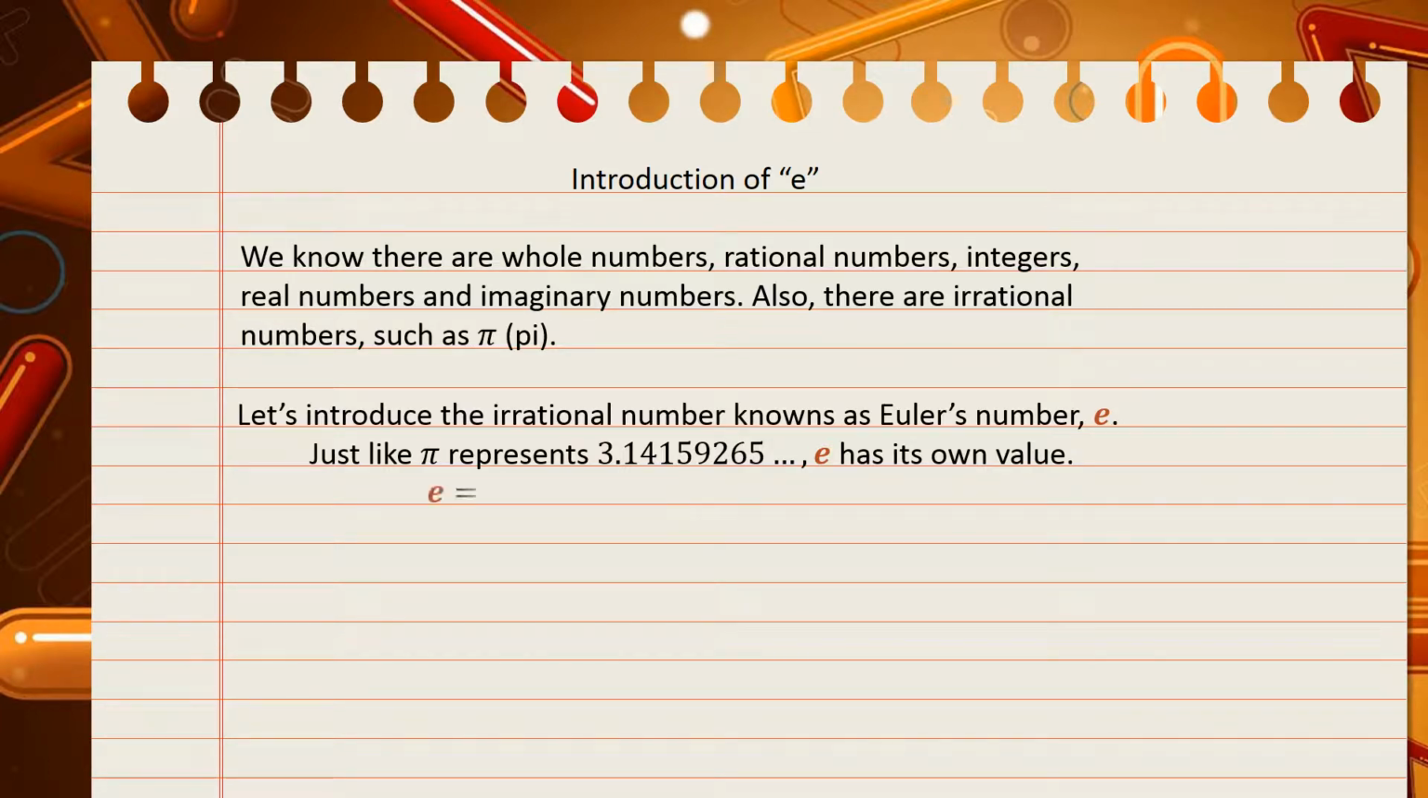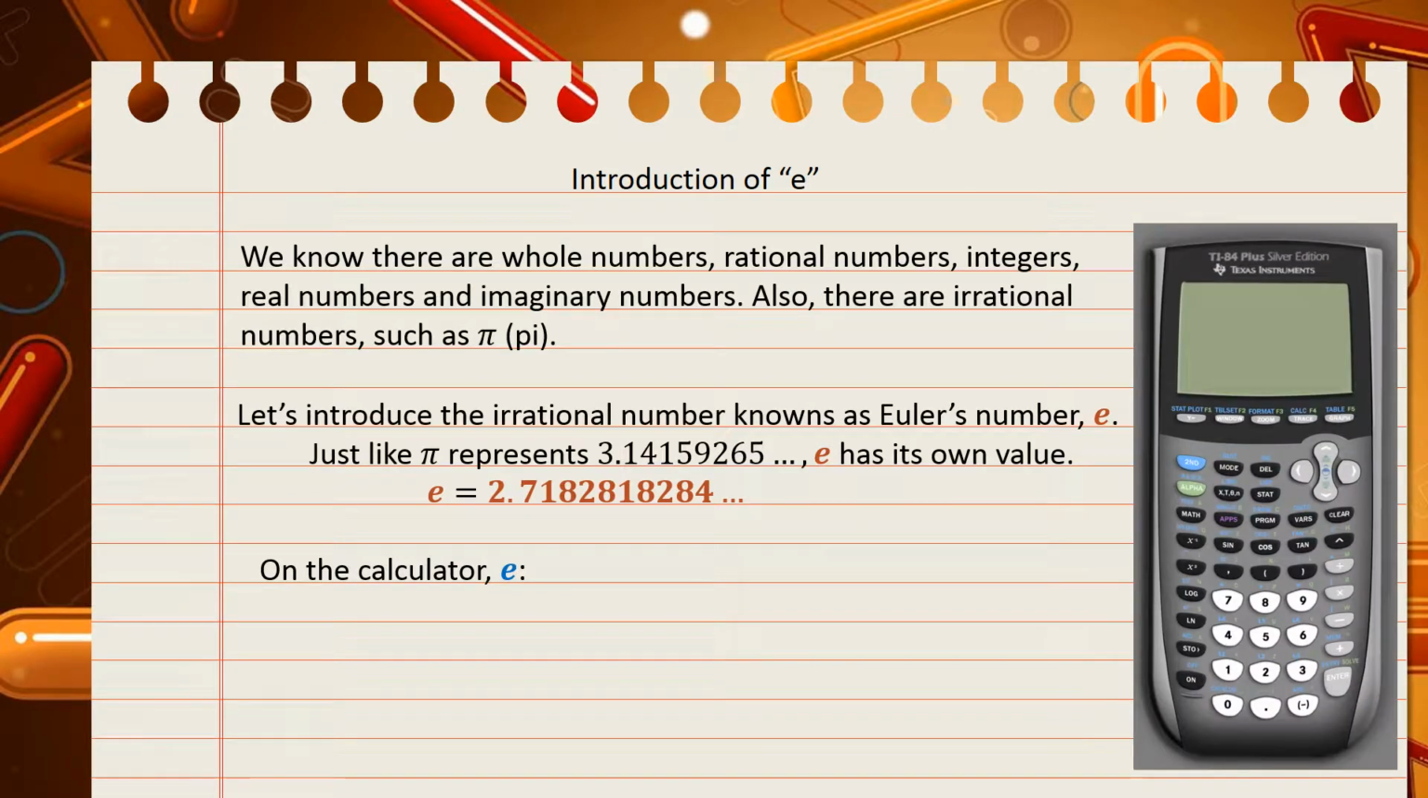Just like pi represents the number 3.14, e has its very own value. e is represented by the number 2.718281824..., meaning it continues forever. Now on the calculator, e can be represented. If you're looking for just the e value, you simply press second and the division symbol, which are highlighted on the calculator.